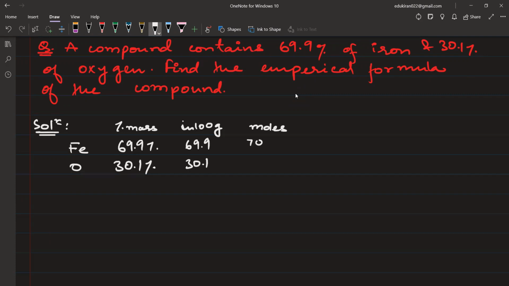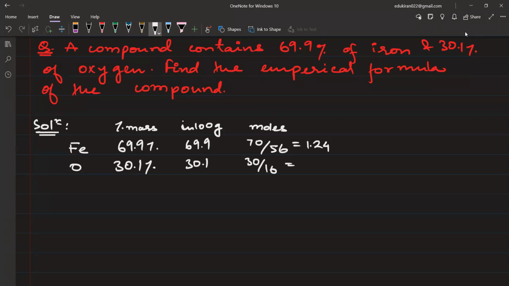69.9, you will approximate this to 70 divided by the molar mass of Fe, you can take this as 56, right? Fahad, 56 na? Fahad ko yaad hai, nahi yaad? 56. Okay. And you can take oxygen as 30 divided by 16. So you will get the number of moles as 70 upon 56, you will get this as 1.24. And then you will get this as 1.88.